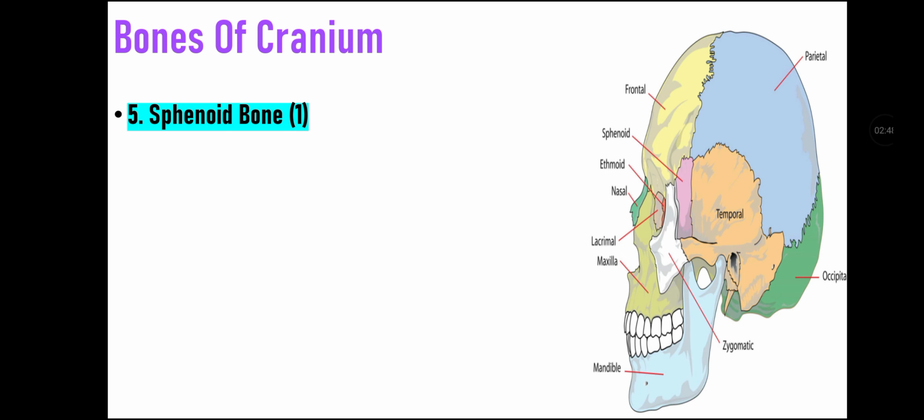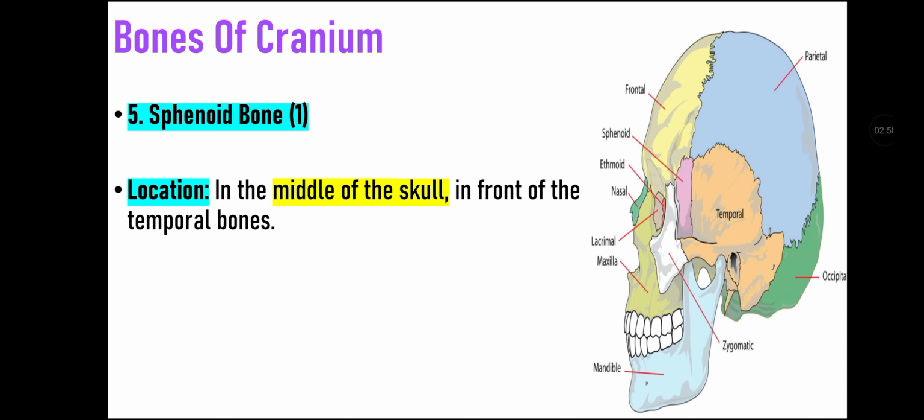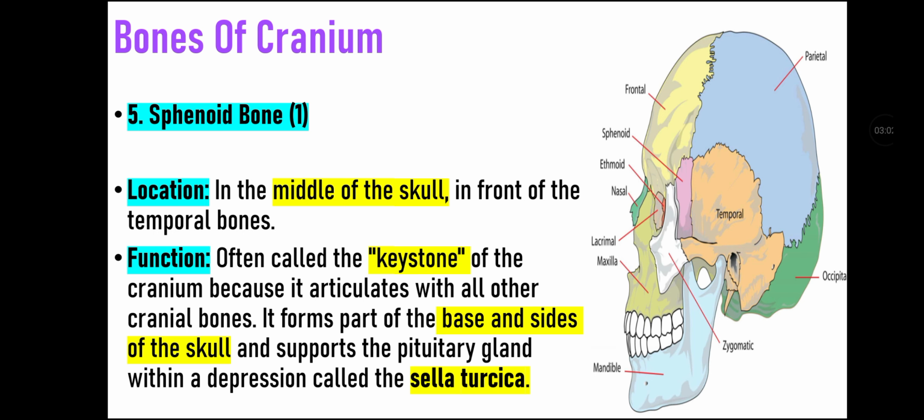Further talking about bones of cranium, we have a sphenoid bone. As you can see here in the diagram, the pink color bone is a sphenoid bone. It is unpaired bone. That means there is only one sphenoid bone in every skull. It is located in the midline of skull in front of the temporal bones. It is also called as keystone of the cranium because it articulates with all other cranial bones. It forms part of base and sides of skull and supports the pituitary gland within a depression called the sella turcica.